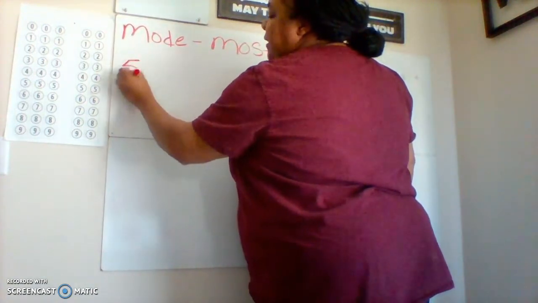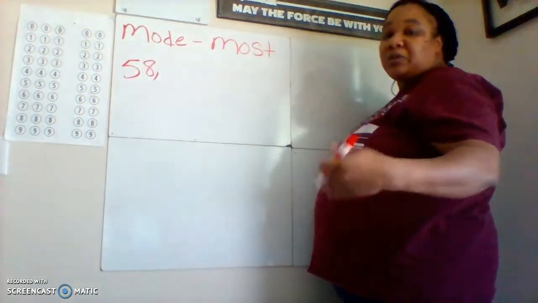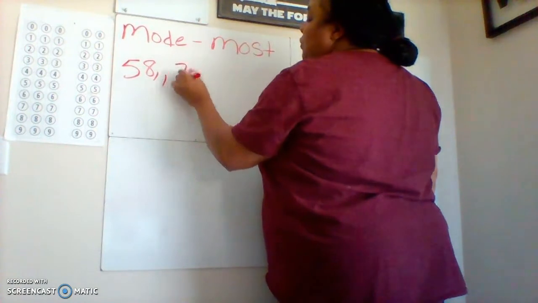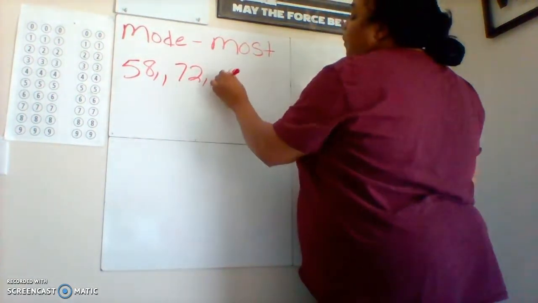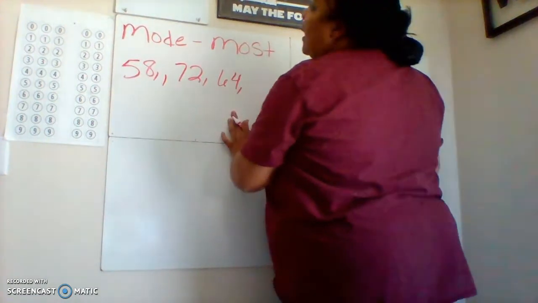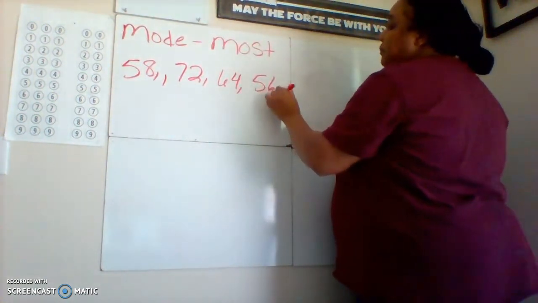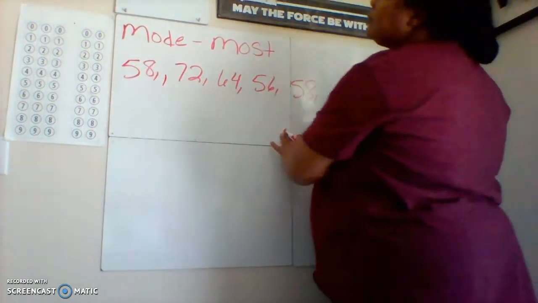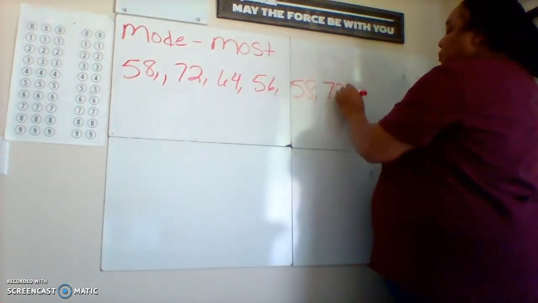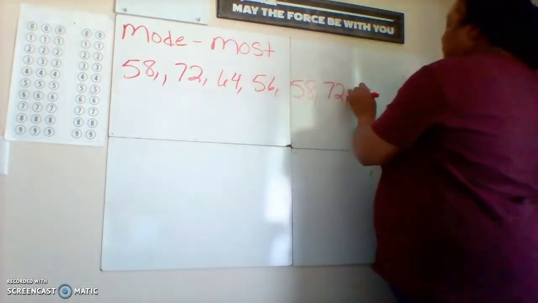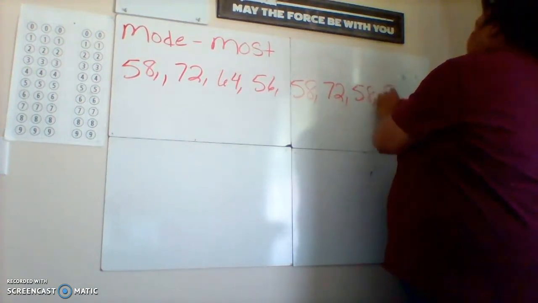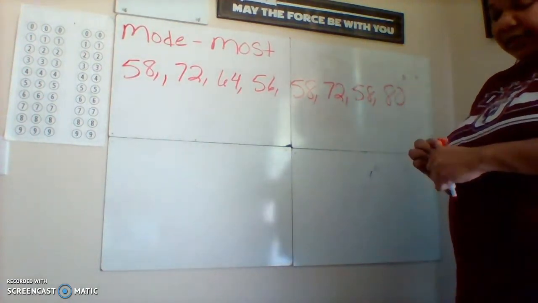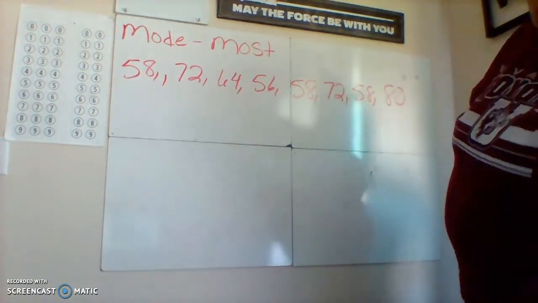I have 58. Write this down so you can have something to model by or something to look at when you're doing your assignment, okay? I have 72. 64. I have 56. 58. 72, 58, and 80. Okay, make sure you write those down. And I hope you guys can see it. I know the glare is kind of bright in the room today.